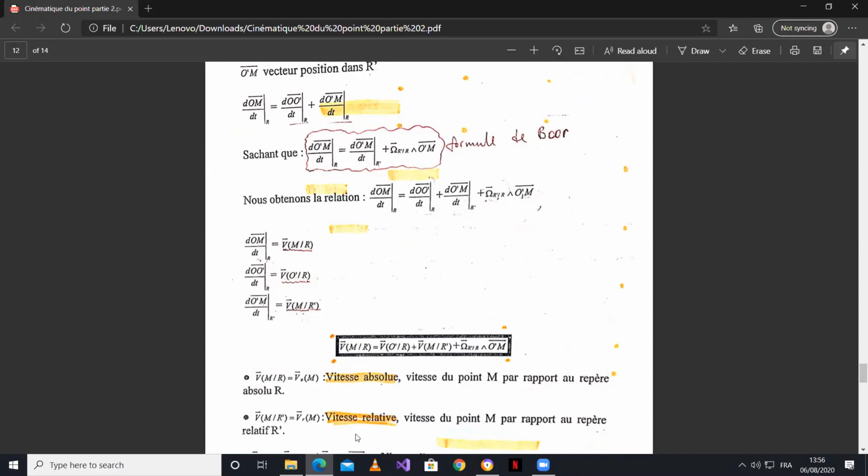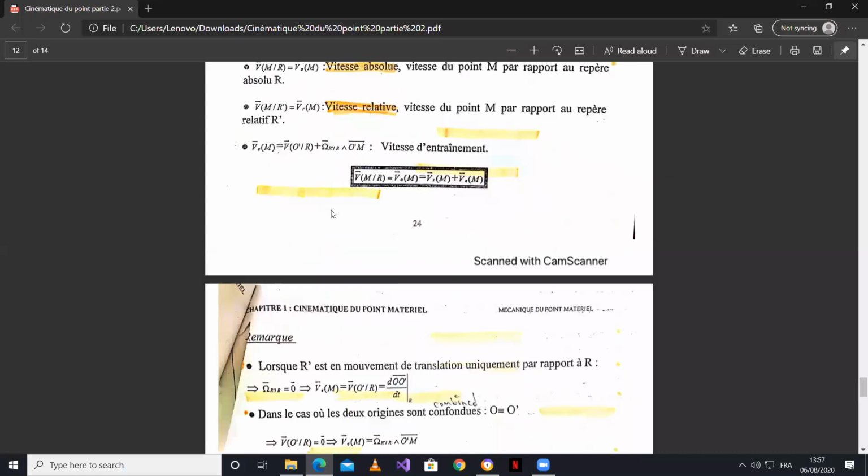Are you clear on the vitesse relative? It's just for studying the point M in the mobile referential. So it's not the total movement of the point M, but it's just the movement relative to that referential R prime. Okay, good. I hope it's clear for everyone.